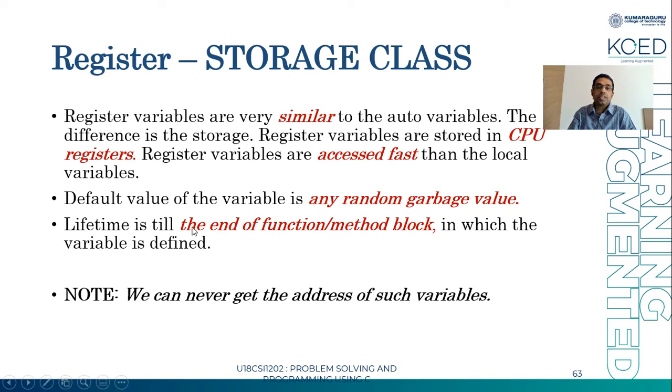The lifetime is till the end of the function or method block. When you declare a register variable in a particular block, the scope is local to the block. When you declare a register variable in a function, the scope is local to the function. As long as the control remains in the block or function where the register variable is declared, the variable is alive. Once control goes out of that function or block, the register variable will not be active. So that is its lifetime.